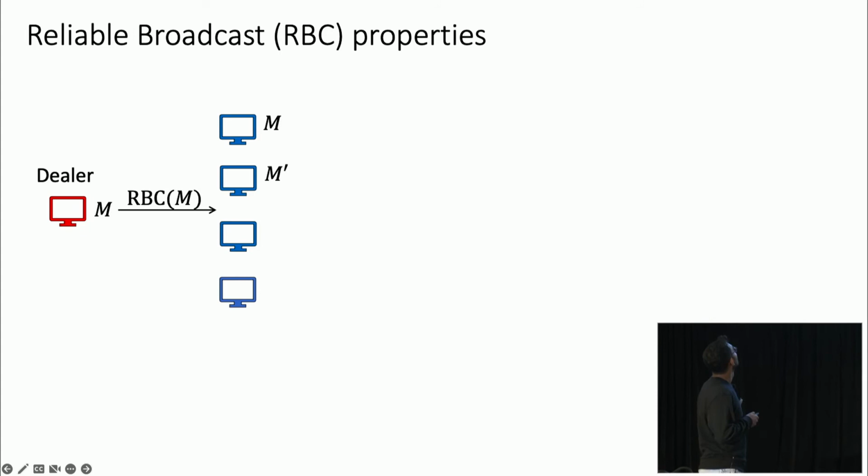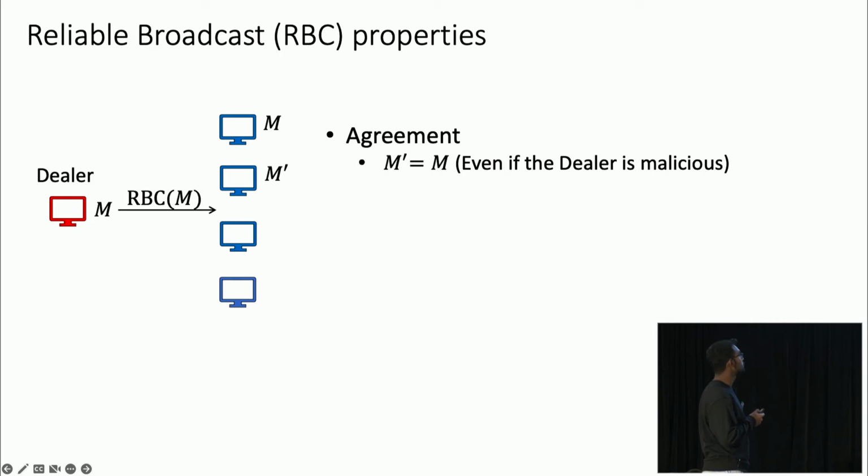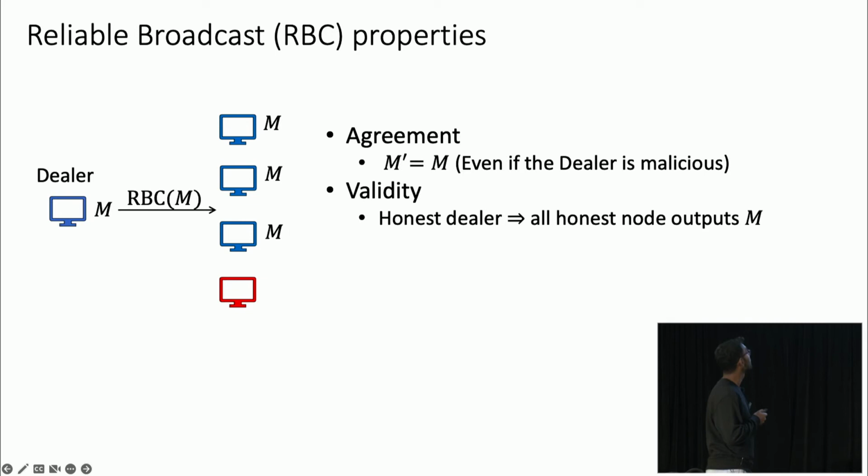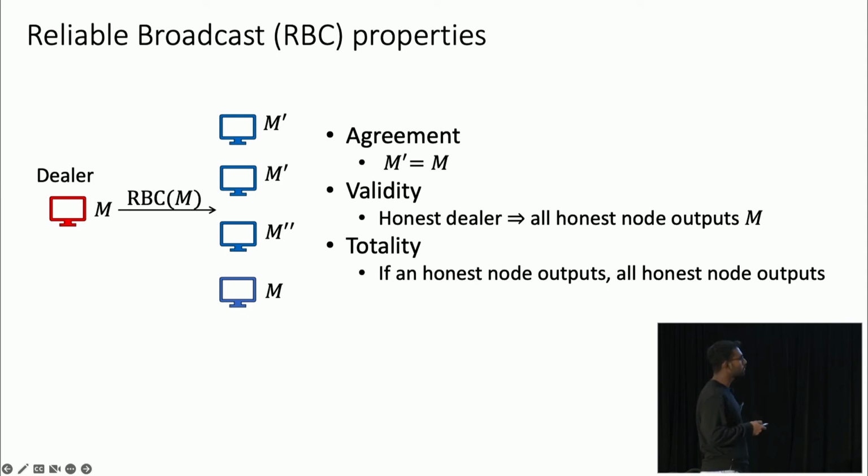We can formalize the reliable broadcast properties as follows. We need agreement. It says if two honest nodes output, they should output the same message, independent of whether the dealer is malicious or not. We also want validity, which means if the dealer is honest and has an input M, then every honest node should output the same message. And we also have totality, which says if one honest node outputs, every honest node should output. Intuitively, you can think of your most intuitive notion of broadcast: whenever you're broadcasting something, you want everybody to hear the same message. So this is what we'll use in our paper.